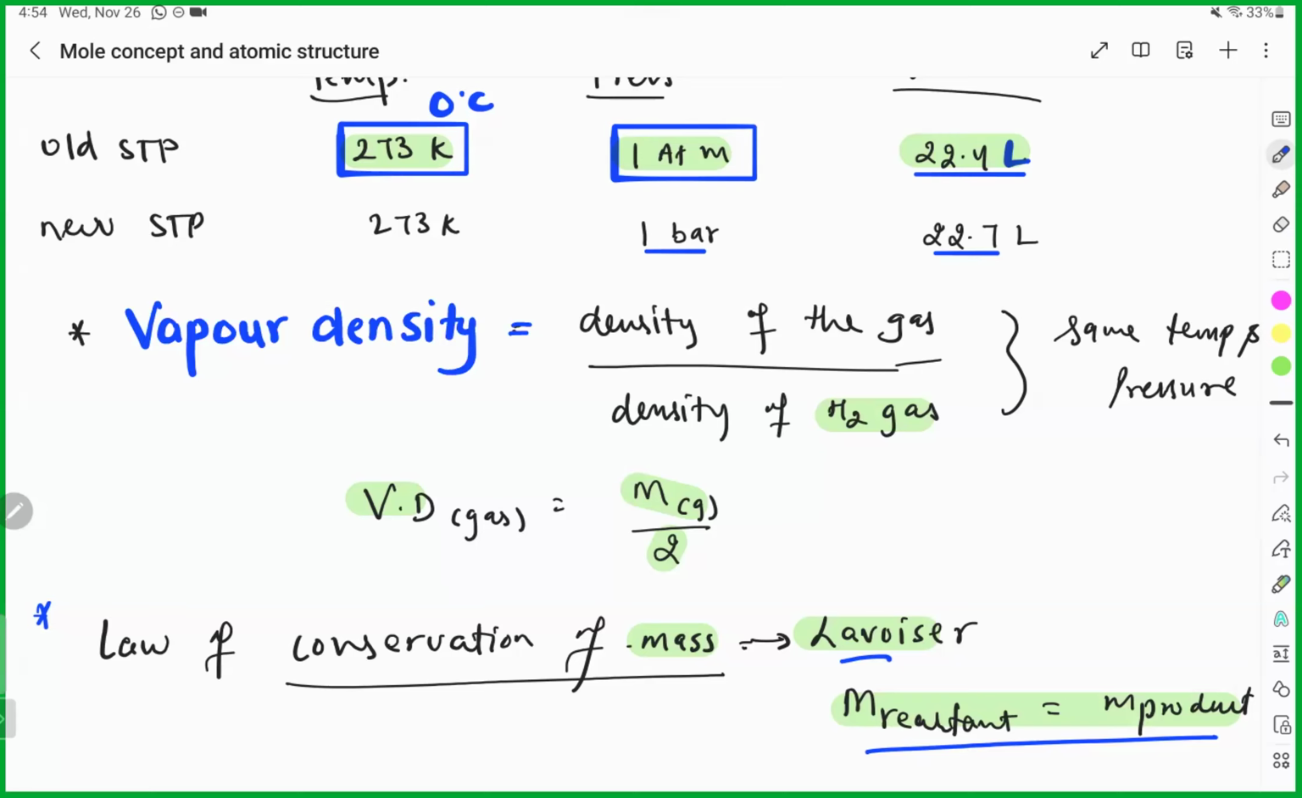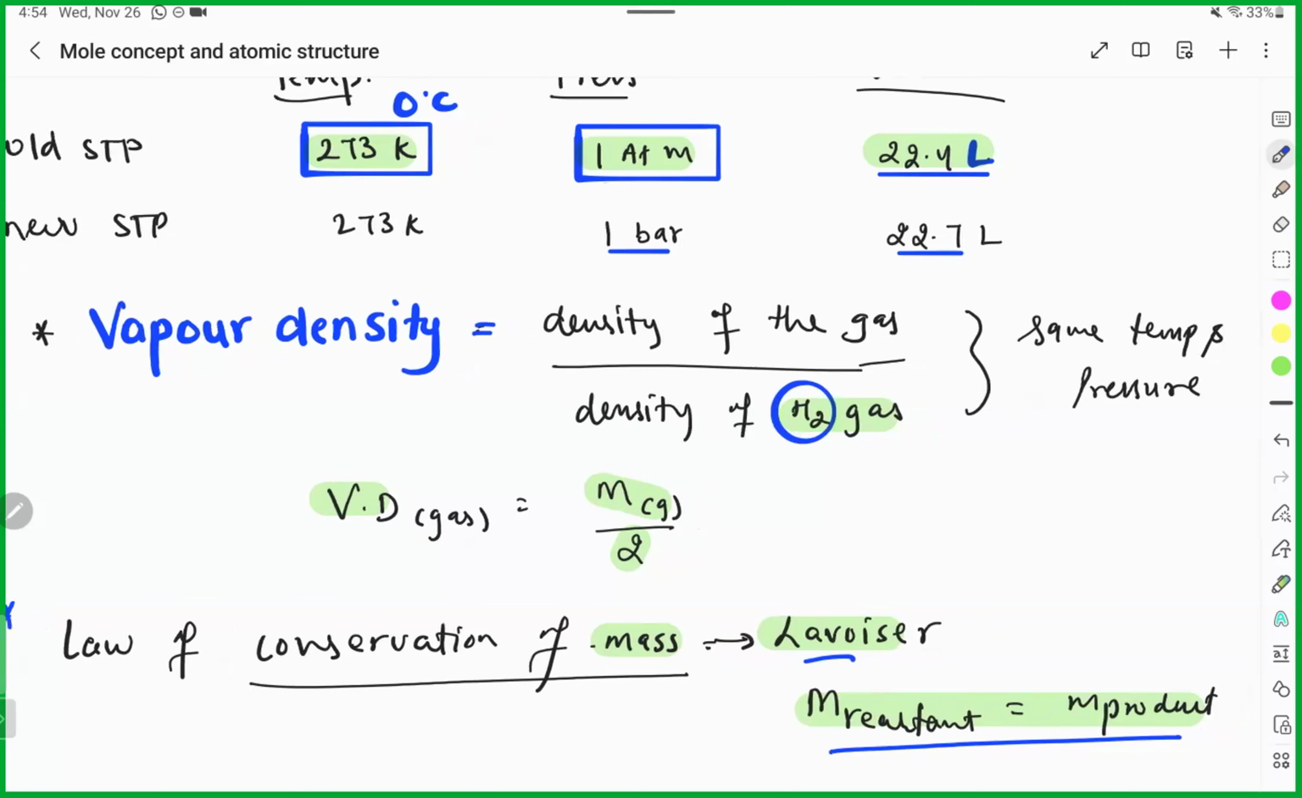Vapor density: what is the density of a gas with respect to hydrogen? In this situation, temperature and pressure should be the same. Only then can we calculate this. And whatever mass is given for a given gas, the hydrogen mass will be 2 gram, right? So you can compare in this.